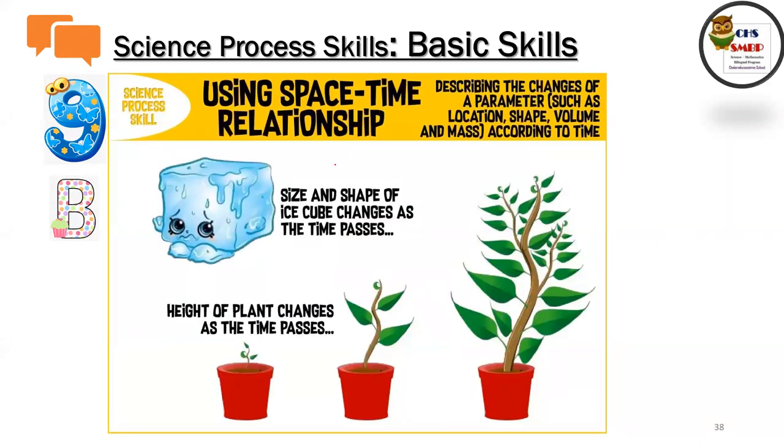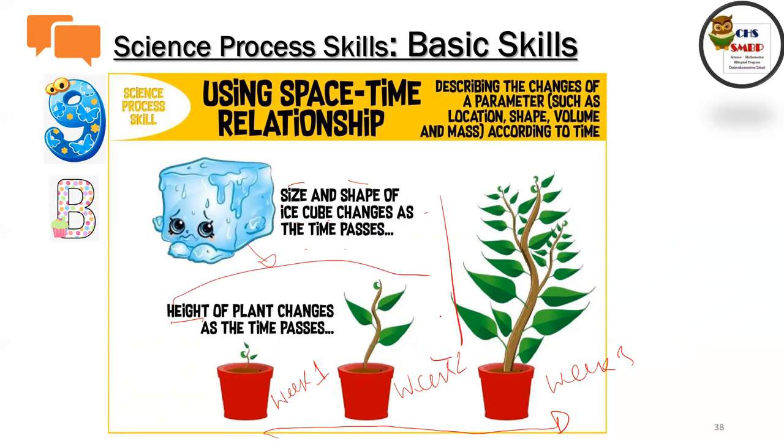Using space-time relationship, you see size and shape of the ice cube changes as time passes. As you know, if you just keep an ice cube in normal temperature, then what would happen? The ice melts, right? But it takes time. So as the time passes, the size or shape of the ice cube changes. Then if you think of the height, so if you just observe the growth of a plant at different times, for example, week one after plantation, then week two, and maybe week three. As time passes, you see the changes, right? And how do you see a change in this plant? That will be the height, right?